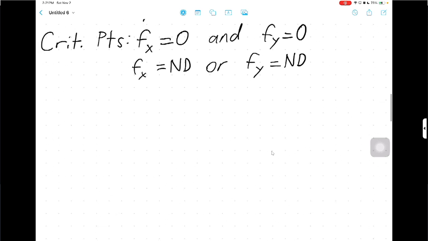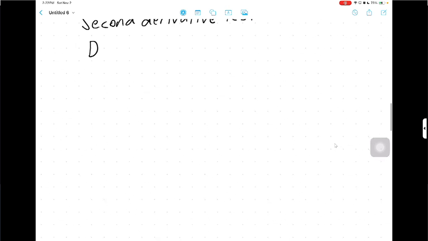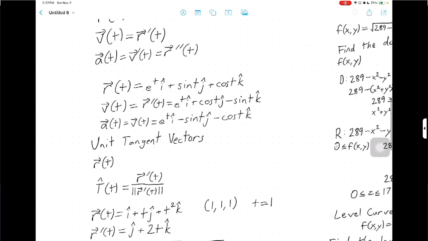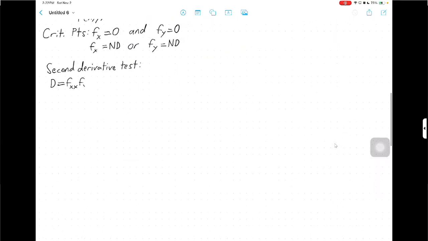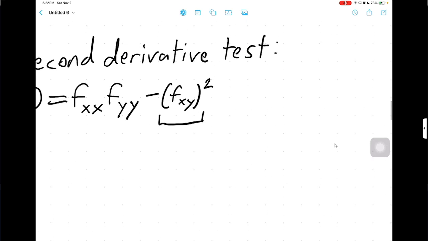In order to classify these, we have something called the second derivative test. The second derivative test is where, unfortunately, we don't have anything better to work with, so we're just going to use D. So D is equal to fxx times fyy, minus f of xy squared afterwards. And yes, technically this is also fxy, the fyx, but these are equal.